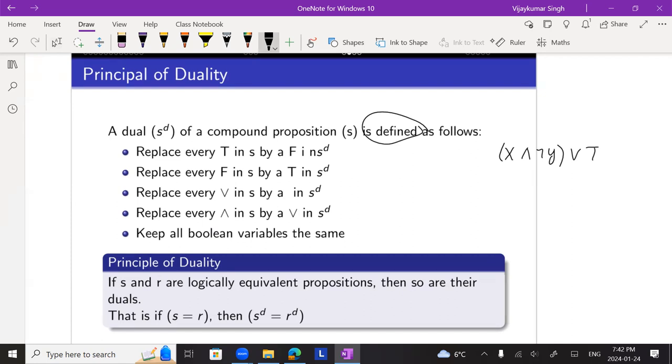What are the steps? You replace every true by false, and replace every false by true. Replace every and by or. So we'll have X or negative Y. And replace every or by and. Does that make sense to you? So this statement is the dual of the other statement.